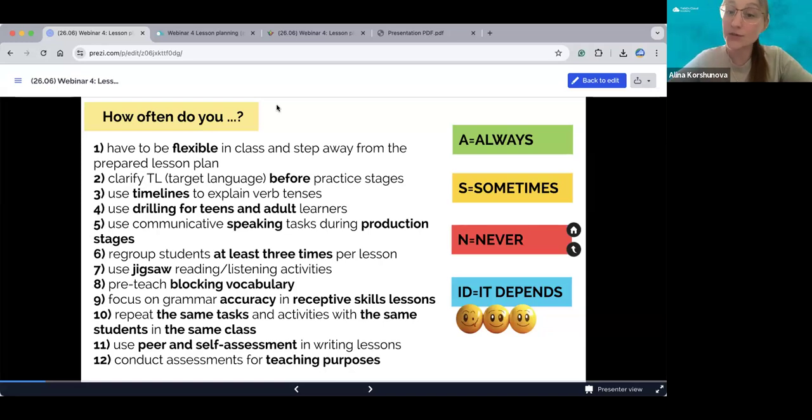How often do you use drilling for teens and adult learners? If you teach teenagers or if you teach adults, how often do you ask them to repeat something after you? With young learners, I think it's quite easy, it's not weird, it's always comfortable, they enjoy repeating, they enjoy drilling. What about teenagers and adults?